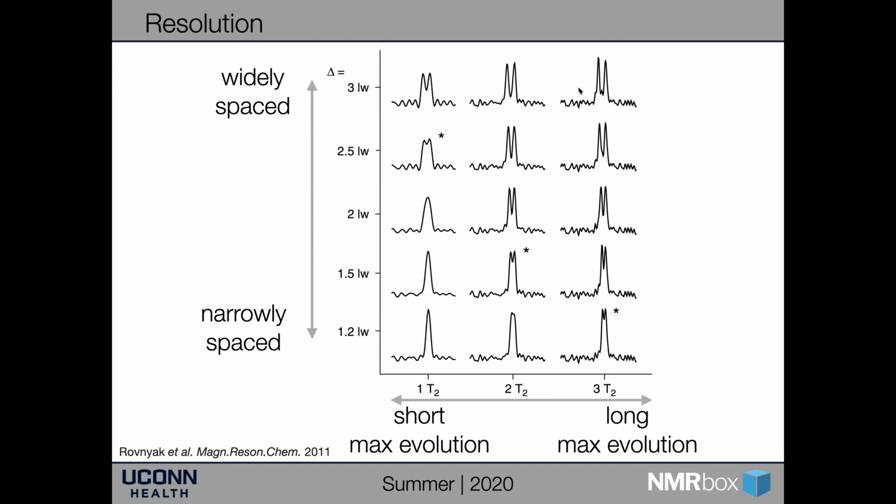And what you can see here is that when the peak pair is widely spaced, this top row of our figure, it's very easy to resolve those peaks even with a truncated data set only going out to T2. As the pair of peaks get closer and closer together, you now have to sample out to longer and longer maximum evolution times to resolve them. In the theoretical limit, if you had no noise, you could resolve peaks down to a single line width of separation if you went out to pi times T2.